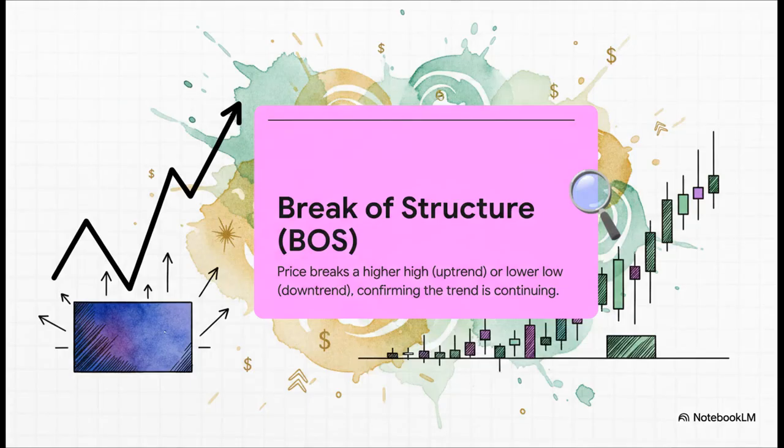And how do we validate this? We look for what's called a break of structure, or BOS. So when the price smashes through a previous swing high in an uptrend, that confirms the bulls are still in charge.